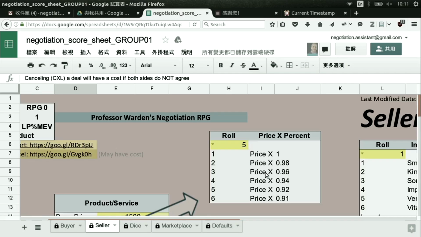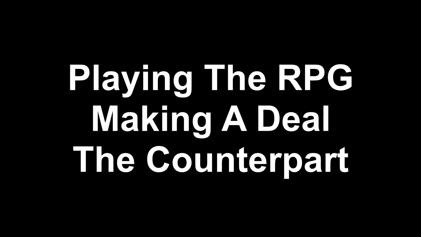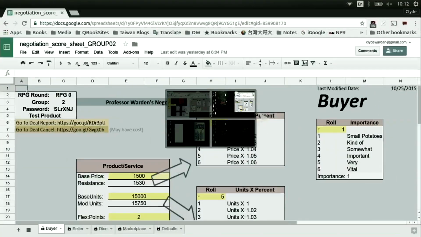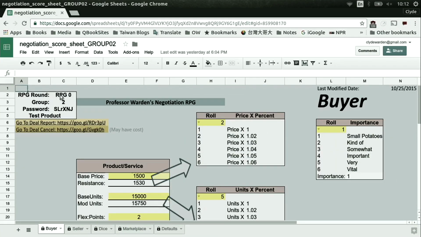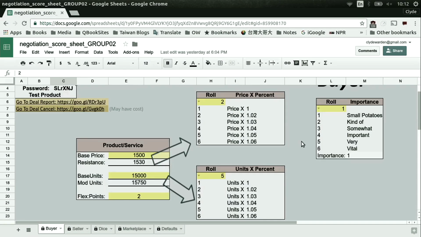But before we do that, let's look at our counterpart, because we've just looked at the group number 1 example, and that example was a seller. Let's now jump over to the counterpart, and this is group number 2. We're going to scan down here, and we can see group number 2 is a buyer.